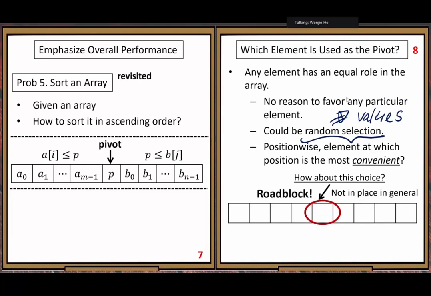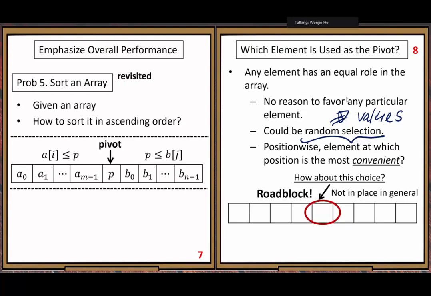So when you do the work, you need to move elements around, right? You have to change the positions of the elements. And this element, you can see, plays a role as a roadblock. When you move elements around in this array, from left to right, from right to left, it plays as a roadblock.